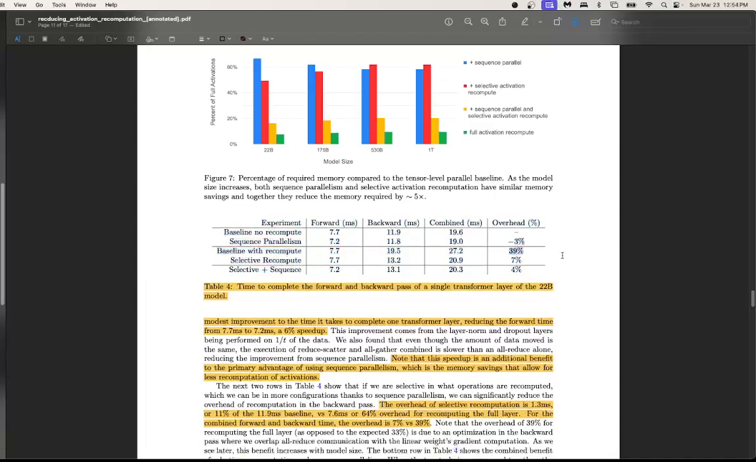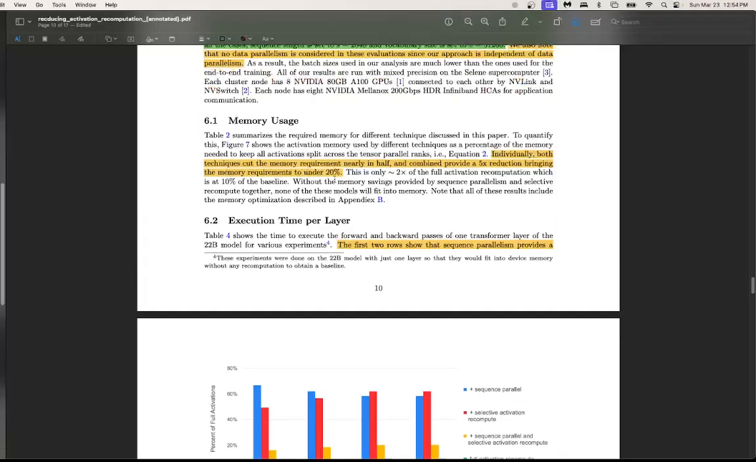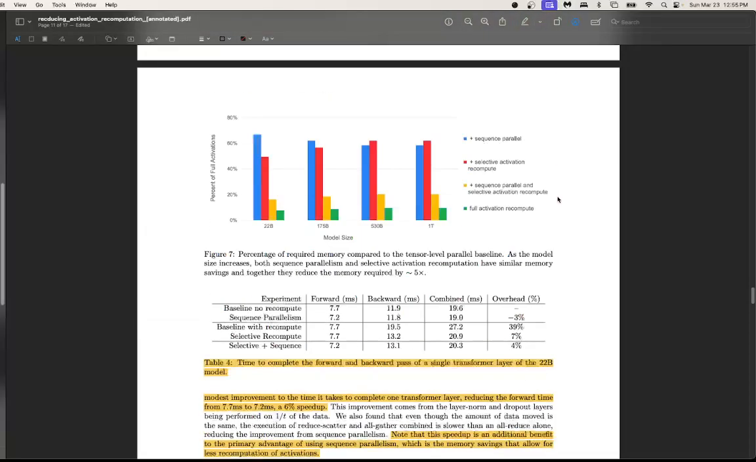But that has a 39% overhead in your combined forward-backward execution time. But when they combine selective activation checkpointing and sequence parallelism, it's now only 4% overhead. So it is a little bit slower still, 4% slower, but you get 5x memory savings, under 20% of your peak memory before. So this is a very favorable trade-off.